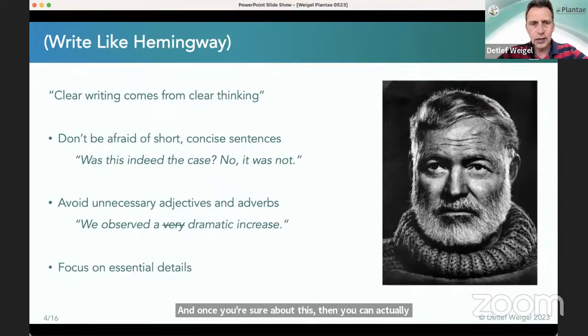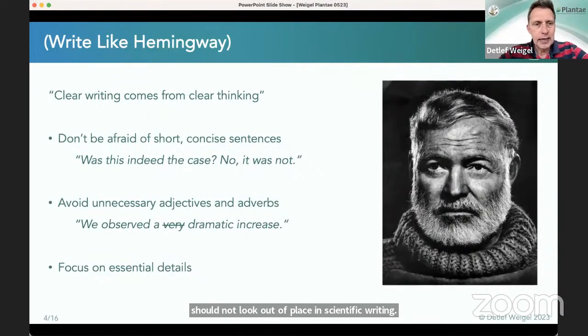Often when we use difficult phrases, it's ourselves who have difficulty understanding it. It comes from us not being quite certain what we want to express. And very important also in scientific writing and presentation is to not be afraid of short, concise sentences. I think it's perfectly fine in a scientific paper to have phrases like these. Was this indeed the case? No, it was not. Many people would shy away from this, but this would not look out of place in a Hemingway novel. And if it doesn't look out of place in a Hemingway novel, it should not look out of place in scientific writing.